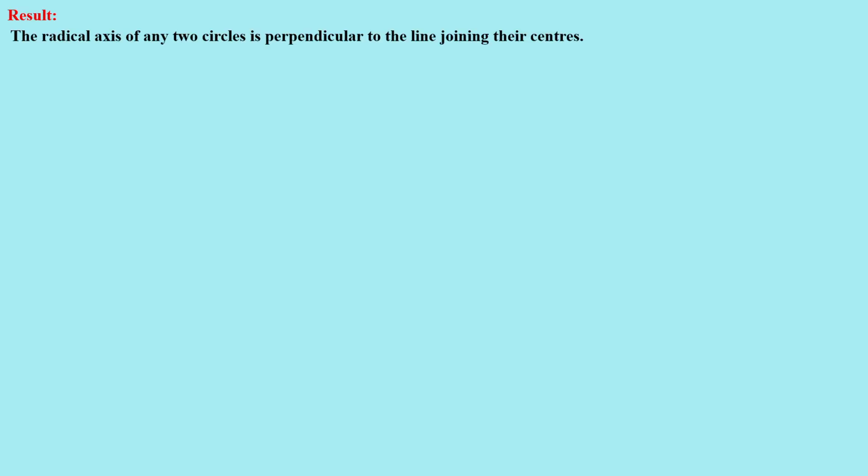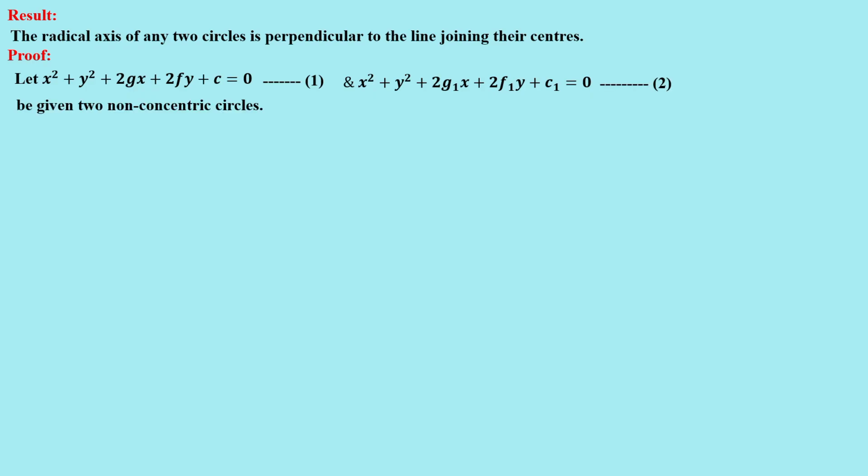Next theorem: the radical axis of any two circles is perpendicular to the line joining the centers. So let x² + y² + 2gx + 2fy + c = 0 be equation number 1, the first circle. The second circle is x² + y² + 2g1x + 2f1y + c1 = 0. Right? Be the given two non-concentric circles.